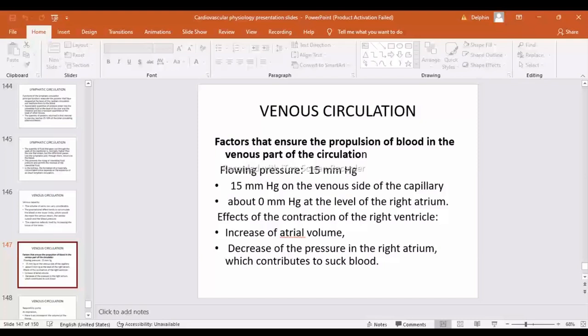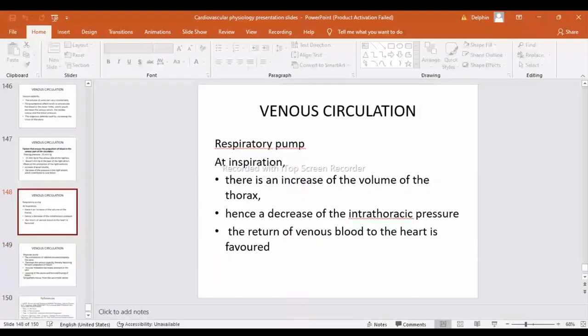We also have a respiratory pump. At inspiration, there is an increase of volume of the thorax, hence a decrease of intrathoracic pressure. The return of venous blood to the heart is favored. Okay? If the volume increases, there is a decrease in pressure. And if there is a decrease in the pressure, there is a good blood flow from the zone where the pressure is high to the zone of negative pressure.